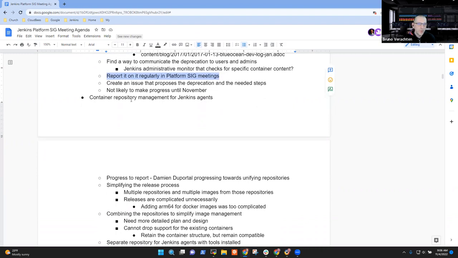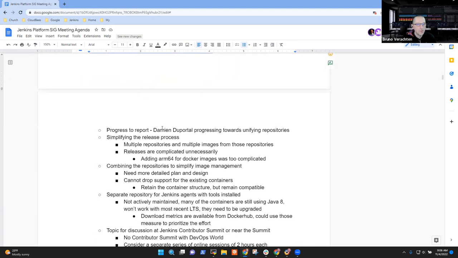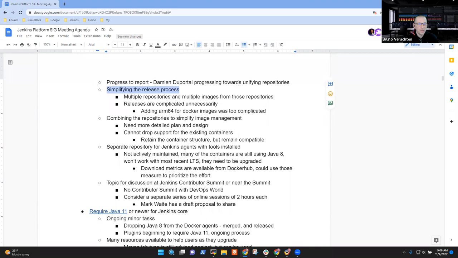Then container repository management for Jenkins agents is linked to the subject we addressed earlier. So Damien Duportal is slowly progressing towards unifying repositories, not because it's really complicated, but because he has lots of other things to do with the infra. And yeah, we do what we can when we can help, but it's not always the case.